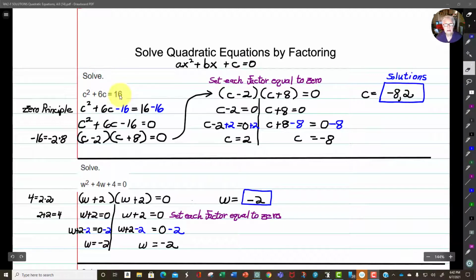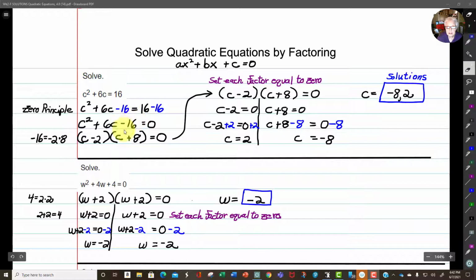This is not. We're going to have to set this equal to 0. It's called the zero principle. So I'm going to subtract 16 from both sides of the equation, which gives me c squared plus 6c minus 16 equals 0.